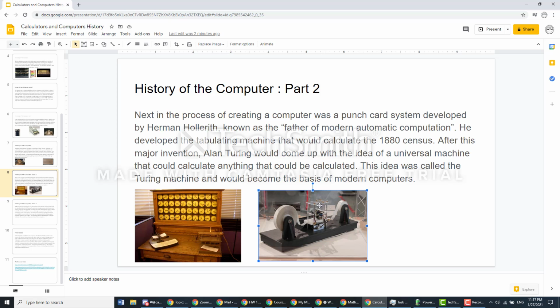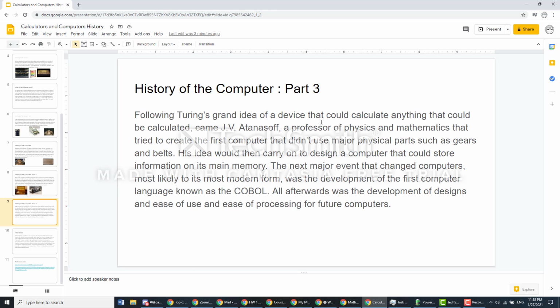And then the next computation invention was amazing. It was the Turing machine. It was basically a machine that could calculate anything, which I should put into the calculators. But at the same time, it was the first modern computer. It was the basis of the first modern computers, because with it, devices could do anything, basically. A universal device that could create anything that could be calculated.